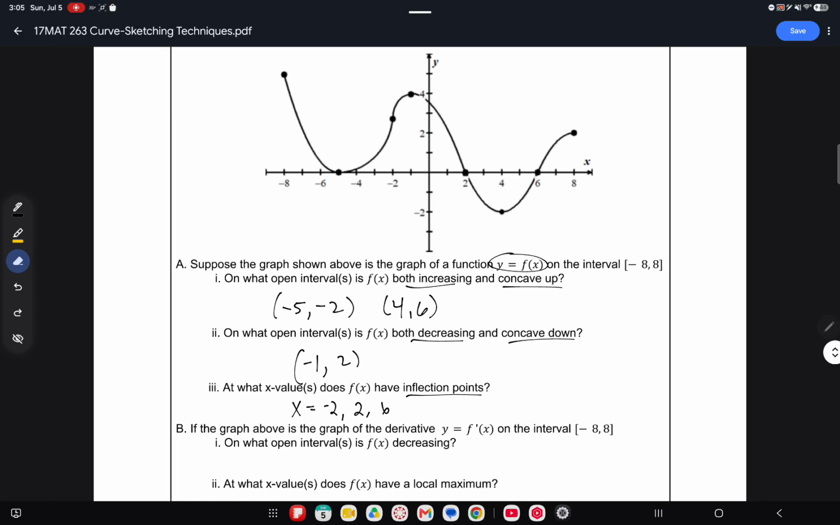All right. Well, now let's look at that same picture, and we're going to look at it as if it's the derivative. On what intervals is the original function decreasing? Well, that's when the derivative is negative. So that's going to be from 2 to 6.